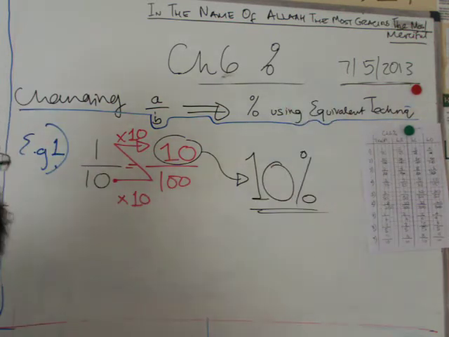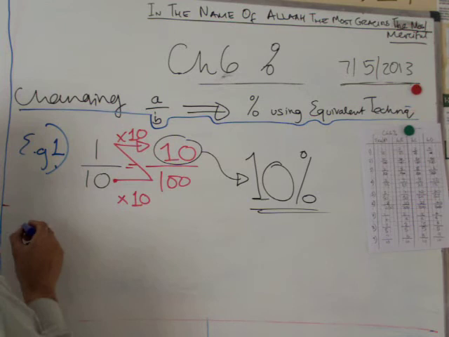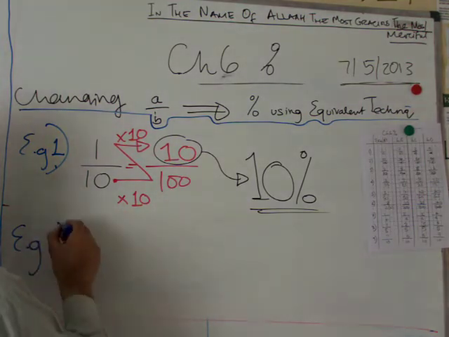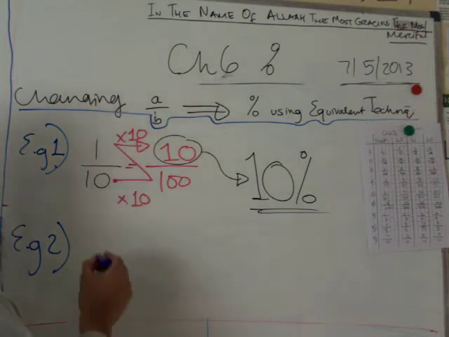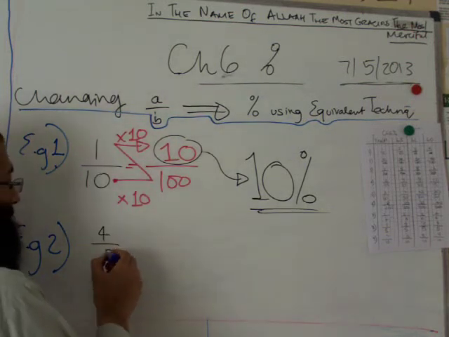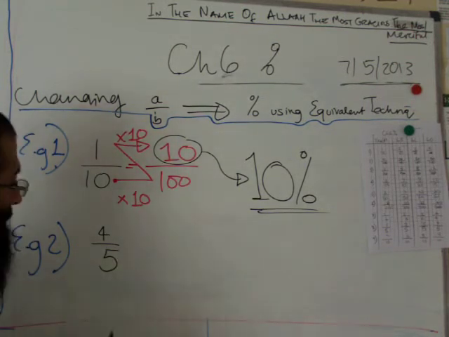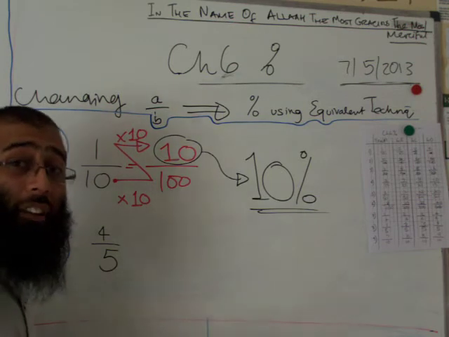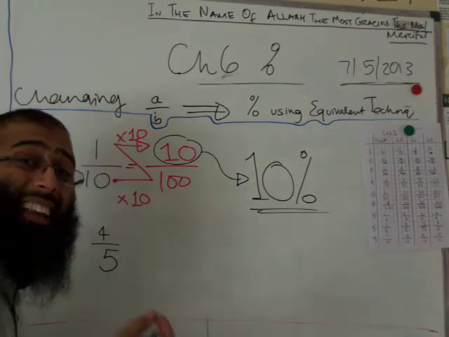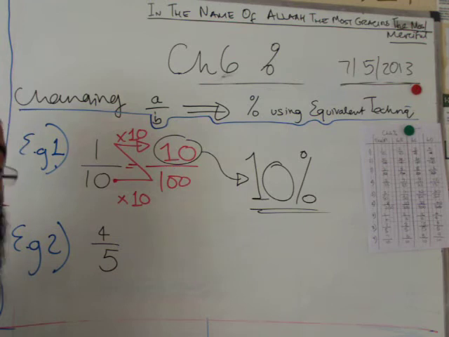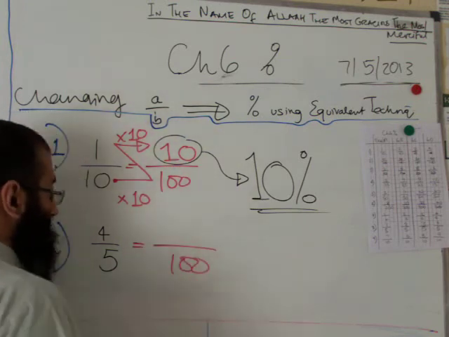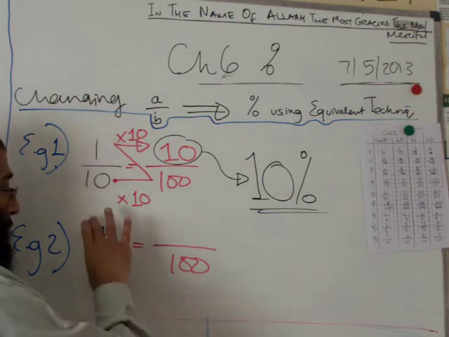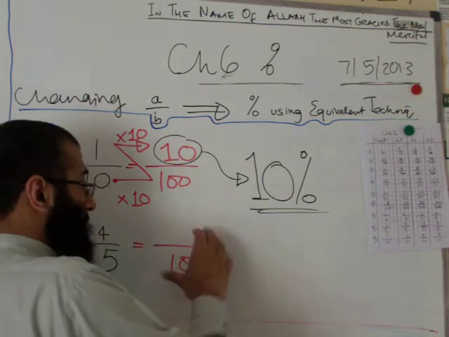Okay, let's have a look at another example. Example number 2. We have 4/5. 5 again is another factor of 100, another number that will divide into 100 exactly. So these numbers help us in this particular technique. Okay. So I'm going to make 4/5 equivalent to hundredths.